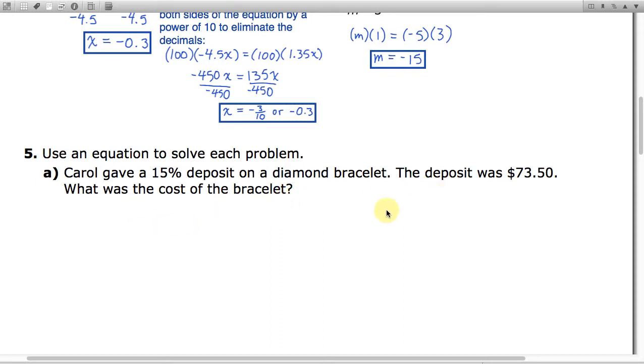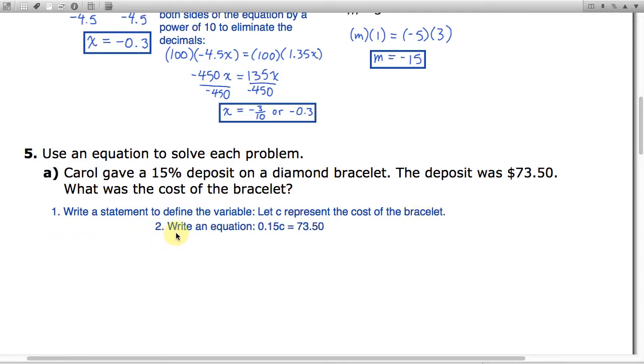So besides the specific solution to this problem, I also want to talk about general instructions for solving problems with equations. So the first step should be to write a statement to define the variable. In this case, it would be appropriate to say, let C represent the cost of the bracelet. The second thing you should do is to write an equation. So in this case, 0.15C equals 73.5 because 15% of the cost of the bracelet is 0.15C, and that is equal to the deposit, which is 73.50.